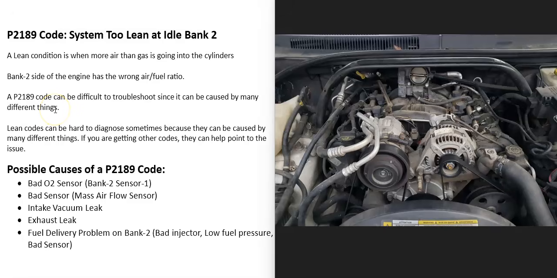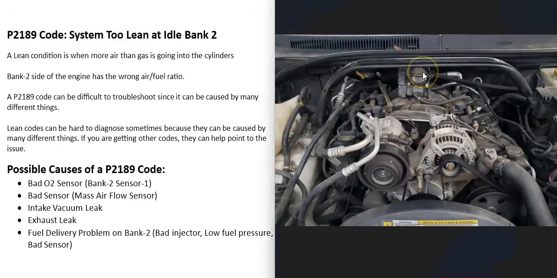The next thing that could cause this is an intake vacuum leak. And if there is an intake vacuum leak, usually you'll be getting codes for both banks of the engine. You'll be getting bank 1 lean codes and bank 2 lean codes. So if you're just getting bank 2 lean codes, then very likely this is not the problem. But all the air going into the engine should be going in through this throttle body right here.